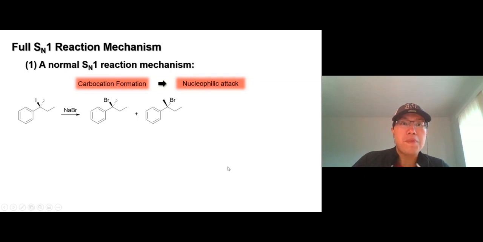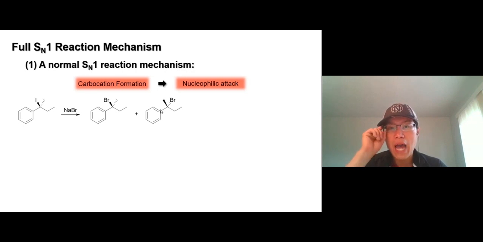All right, we are going to repeat again and again and again how to draw the mechanism because it's really important. We're going to start with the full reaction mechanism of an SN1 reaction. We'll do it together right here, and for you, just draw the mechanism. Just follow with me.